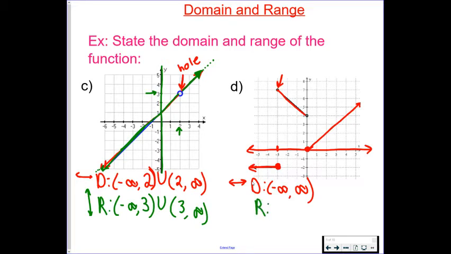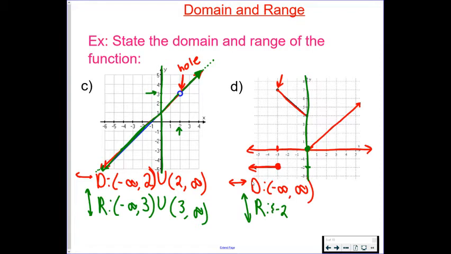Range, which direction do we look? Bottom to top. So along the y-axis, how far down does my graph go? Well, it looks like it starts at negative 2. And it's pretty continuous for a while at negative 2. So I'm going to start at negative 2. Then I notice that it doesn't come up here again until right here. So I've got a break between negative 2 and 0.